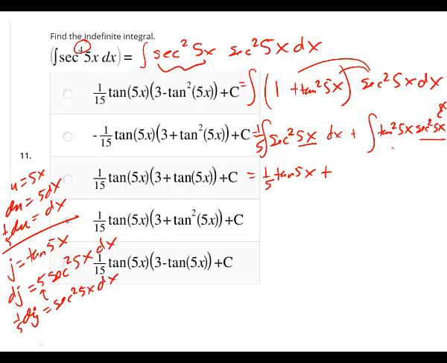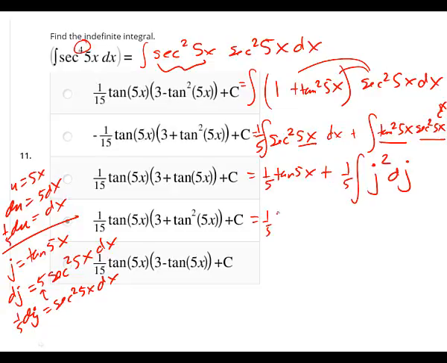Okay. So, what am I going to put in for the tangents? I'm just going to put in j, right? And then for the secant squared 5x dx, we are putting in, sorry, it should be j squared. We're putting in 1/5 dj.